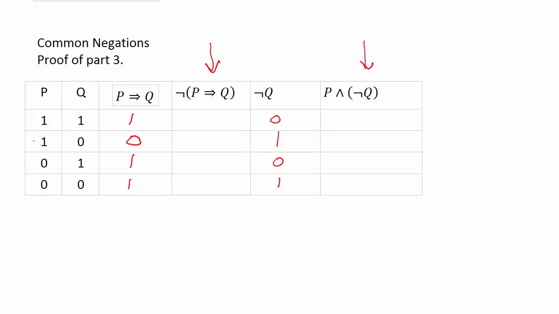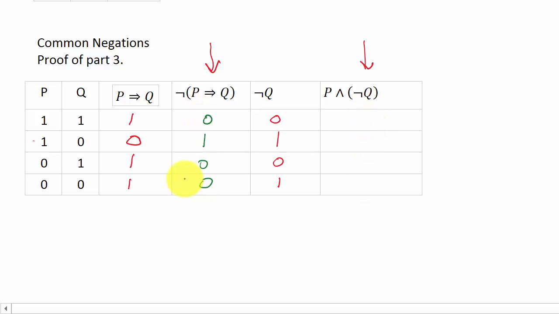Alright, now let's work on these columns here, and we should get the same thing. So we need not P implies Q. Well, here we have P implies Q. So not P implies Q, well, here it's true, so here it would be false. Here it's false, so we would have true. Here it's true, so that would be false. Here it's true, so that would be false. Okay? Now, this column here should match this column.